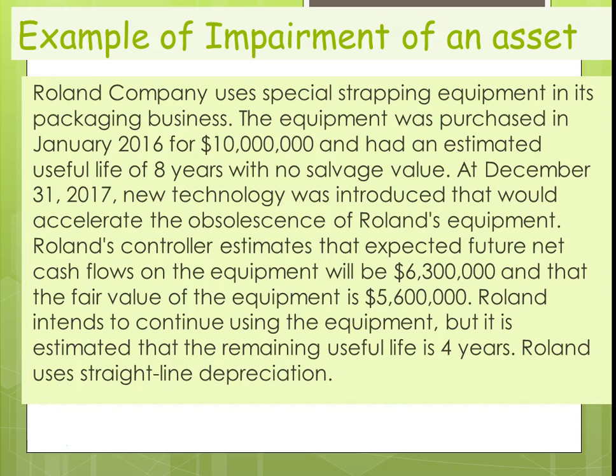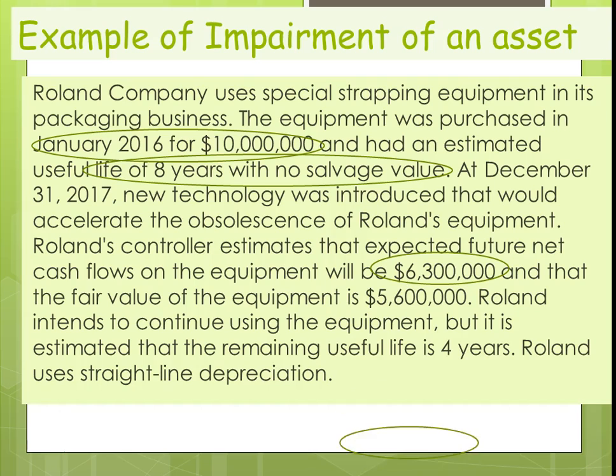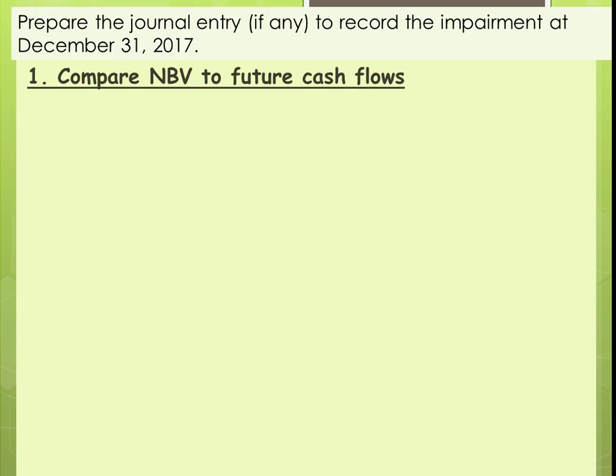So let's look at an example. In this case, we bought a piece of equipment for $10 million, and it had an 8-year life with no salvage value. And then it was determined that new technology had affected it, and now we're saying that the future cash flows are only going to be $6.3 million, and the fair value is 5.6, and that the remaining life is 4 years. So what does that mean?